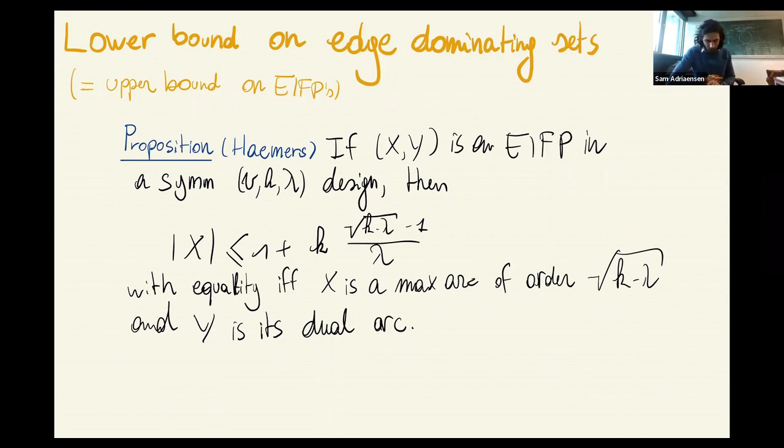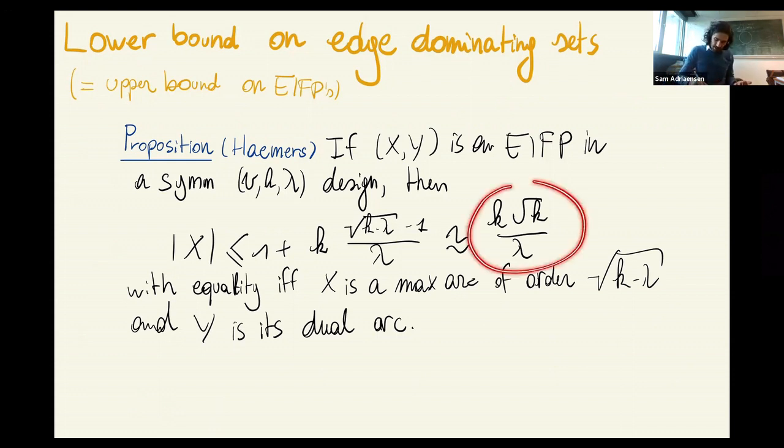So now we have a nice lower bound on our edge domination number, or a nice upper bound on the size of equinumerous incidence-free pairs. Now let's say that this bound is approximately k root k divided by lambda. So we have an idea of which order of magnitude we expect the size of equinumerous incidence-free pairs to be. Now that we have this bound, we can look at some constructions and see how close we can get to this order of magnitude, k root k divided by lambda.